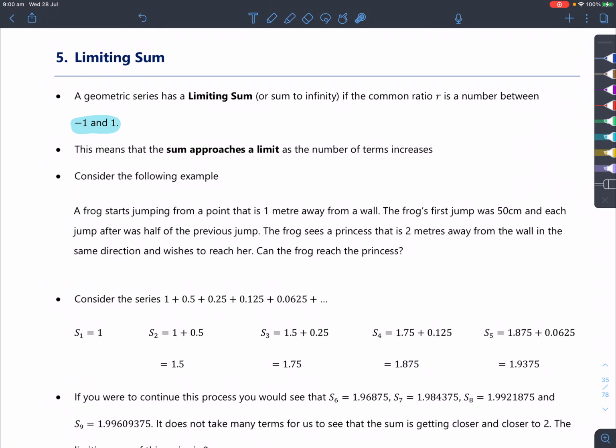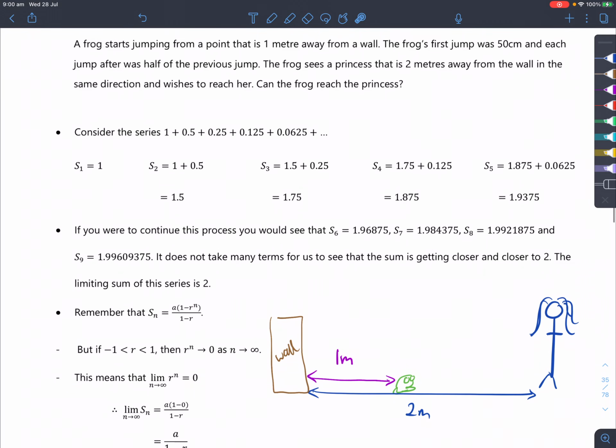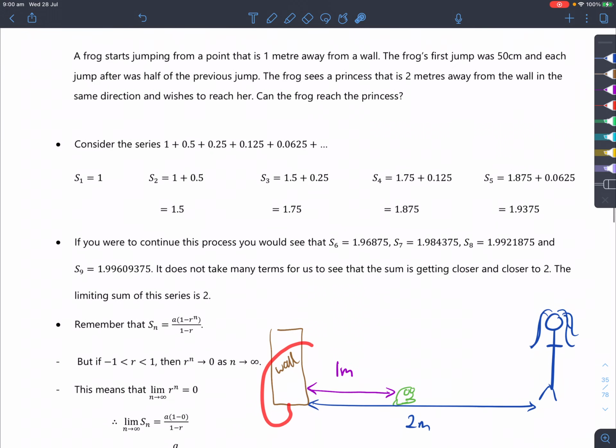So let's put this into context. There's the wall. Okay, sorry about that. Whoops. Excuse my terrible drawing. But there's the wall, and there's the princess, and there's a frog that is starting 1 meter away from the wall. So that's the 1 meter. And the princess is 2 meters away from the wall, so over here, and in the same direction, so to the right of the wall.